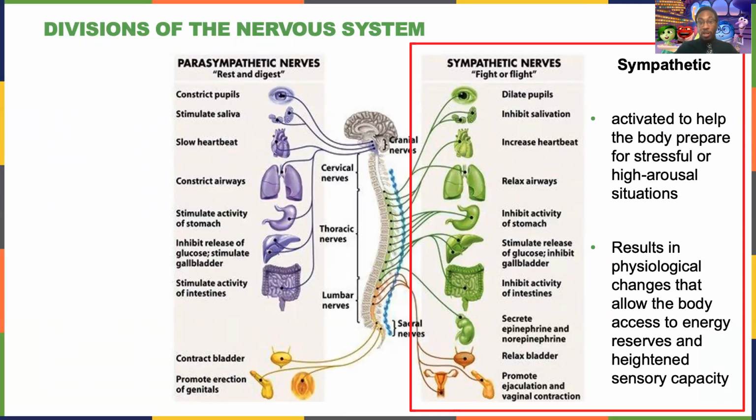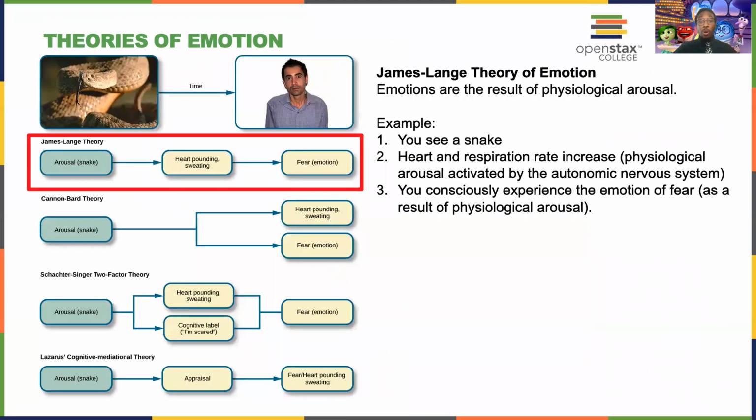So it helps prepare us for high arousal or stressful situations by changing certain physiological processes like dilating our pupils, increasing our heart rate, and things like that. And so whenever we're talking about emotion, we have to understand the complex interplay between what is consciously experienced in our minds, as well as the physiological aspects of that emotion.